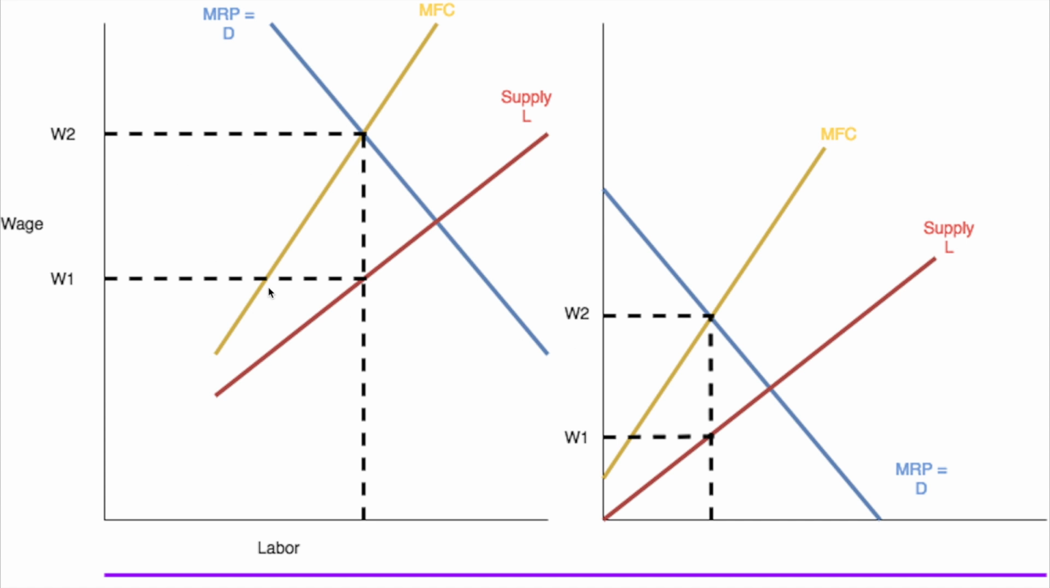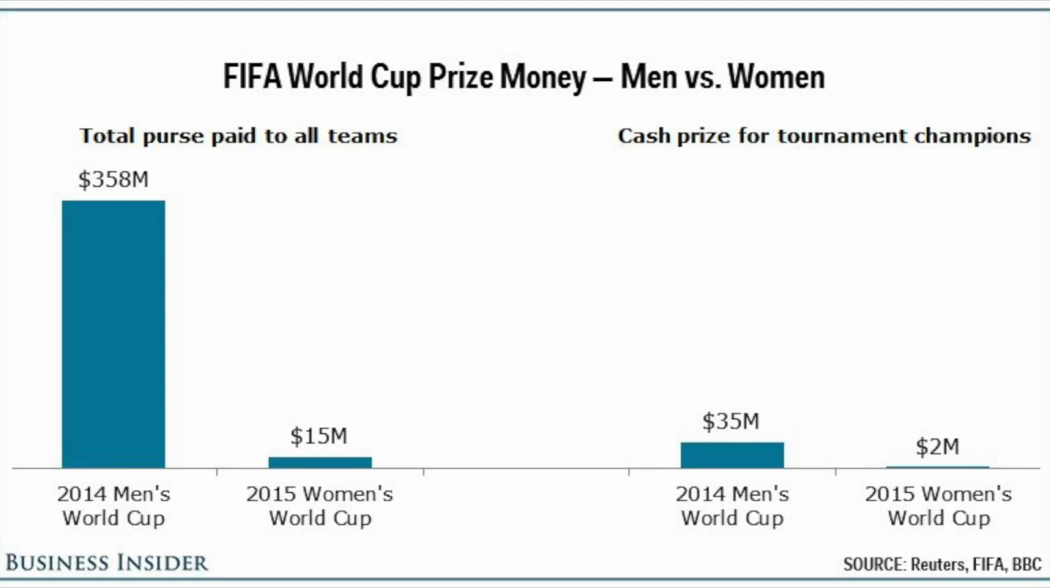But looking at these graphs, even if the lowest men's wage was chosen and the highest women's wage was chosen, there would still be a disparity between the two wages. This is because there is a great disparity between the marginal revenues of production. In 2015, the Women's World Cup generated $73 million. The 2014 Men's World Cup generated $4 billion. Overall, the men generate much more revenue than the women.